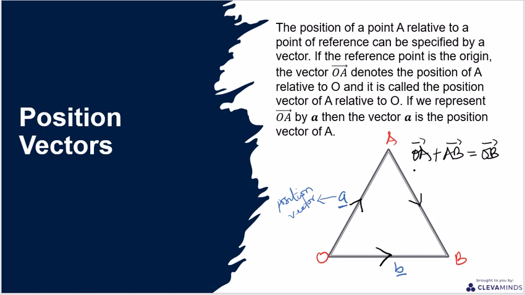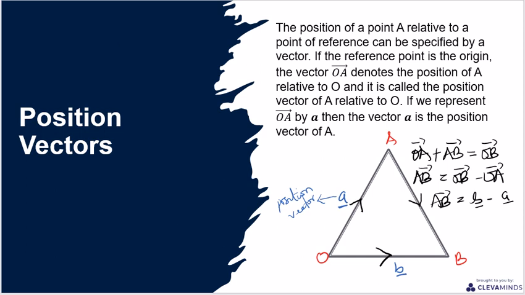So from here now, I can say that AB equals OB minus OA. So AB equals the position vector of OB, that's B, minus the position vector of OA. And that gives us the position vector of AB. Do you understand? So that means this line vector AB has the position vector B minus A.